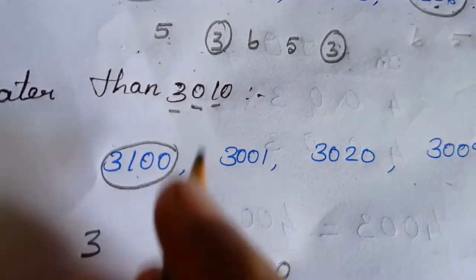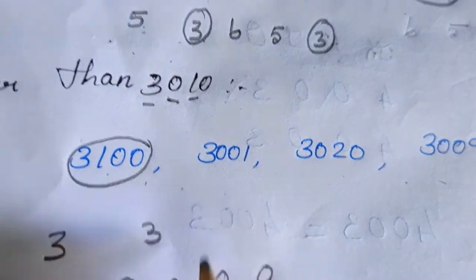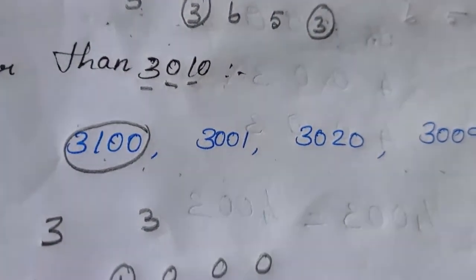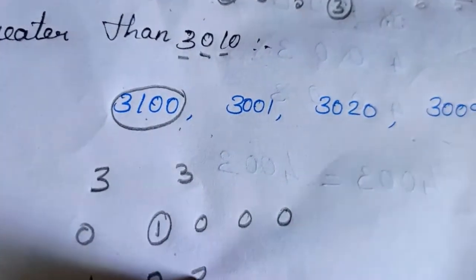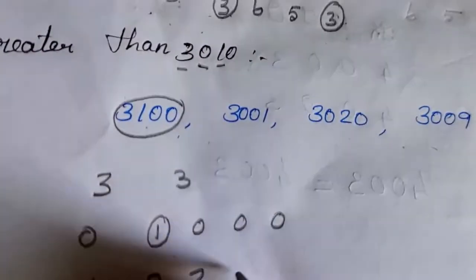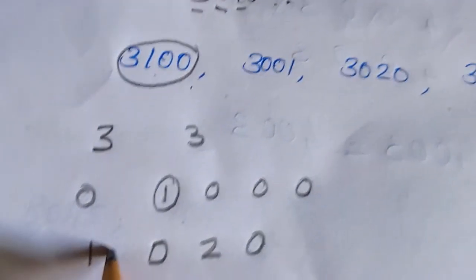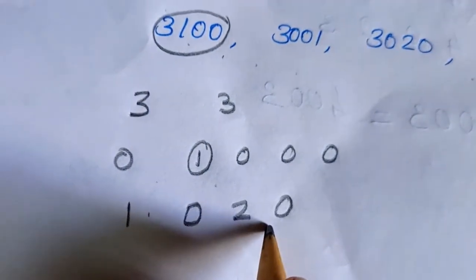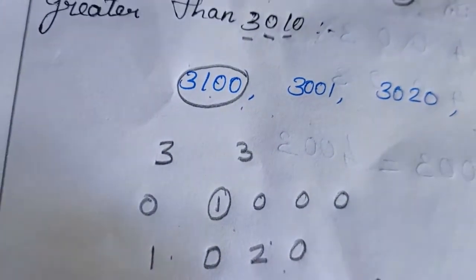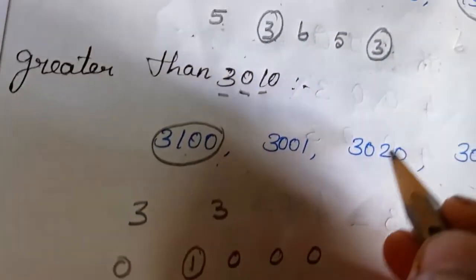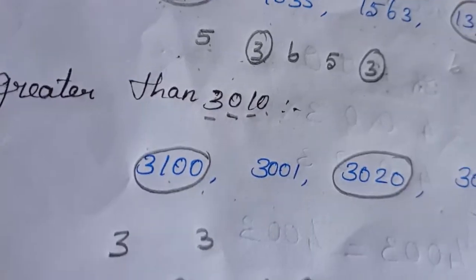Okay, so the first number, the tens place value is 0, and the second number, the tens place value is 2, and the third number, the tens place value is 0. Okay, children? So which one is greater than 1? Yeah, 2 is greater than 1. So again we conclude that 3020 is greater than 3010.